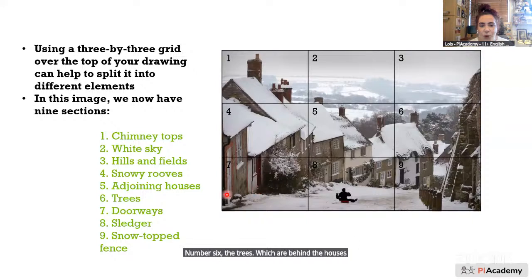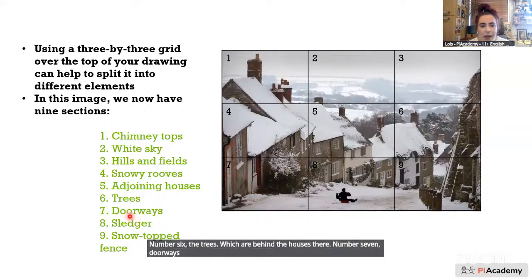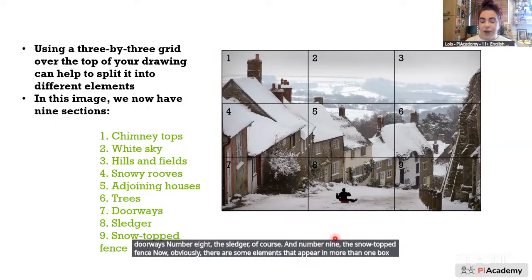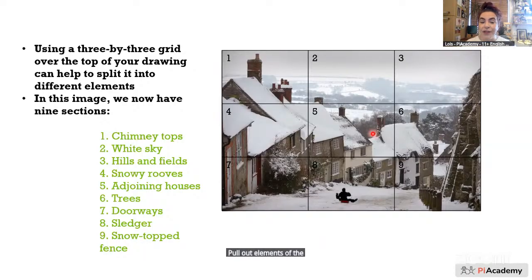Number 7, doorways. Number 8, the sledger, of course. And number 9, the snow-topped fence. Now, obviously, there are some elements that appear in more than one box, but using the grid will help you to pull out elements of the picture and give you more things to describe.